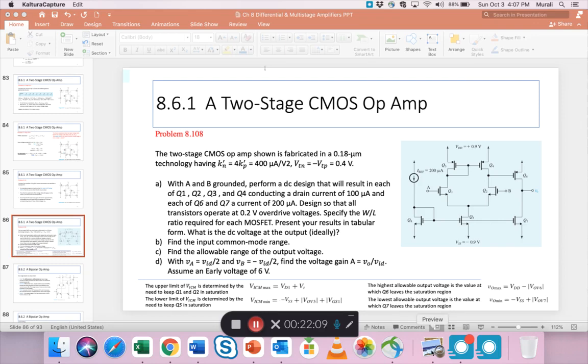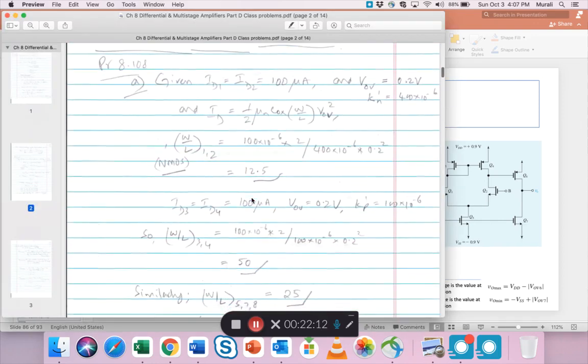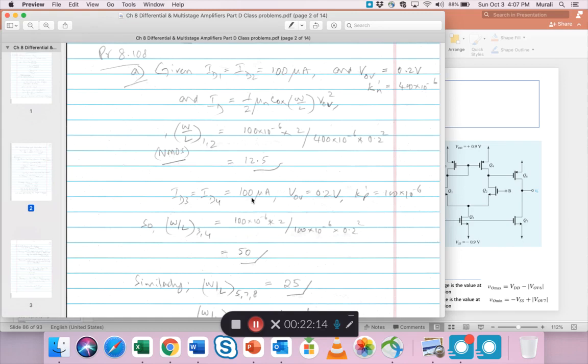Okay. All right. So let's look at 8.108. Now that we know all this, it should be pretty quick and easy to go through. ID1 is ID2 is 100 microamps and VOV is 0.2. Kn is given. So using this formula, ID equals this. Since VOV is also given as 0.2, you can find W/L like this for NMOS.